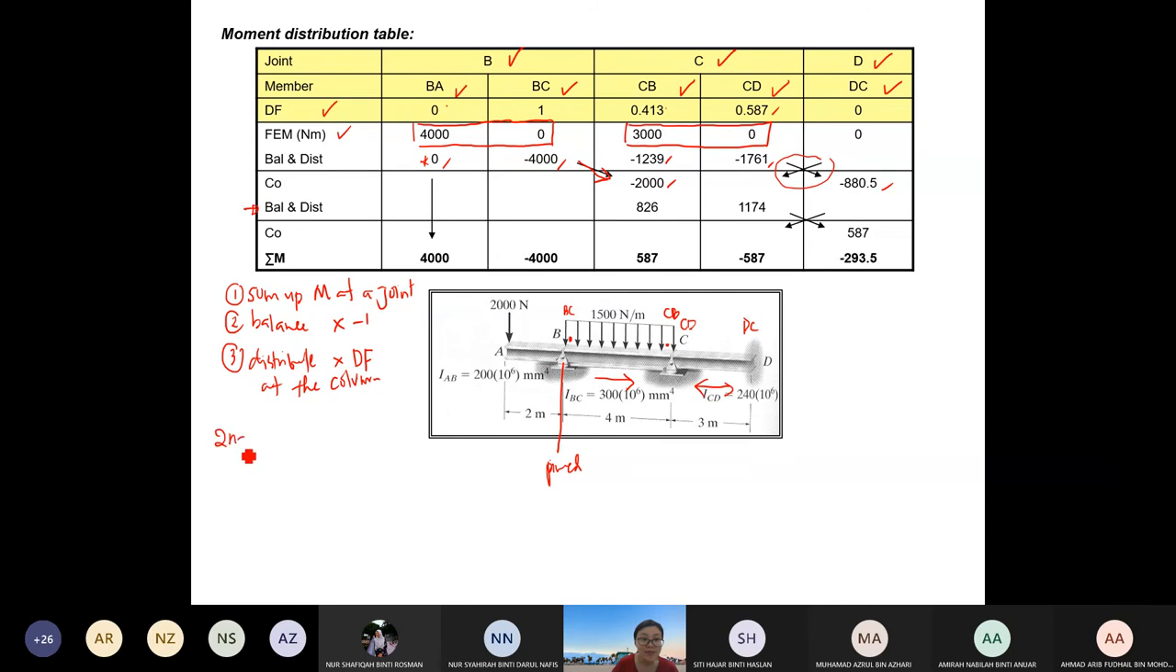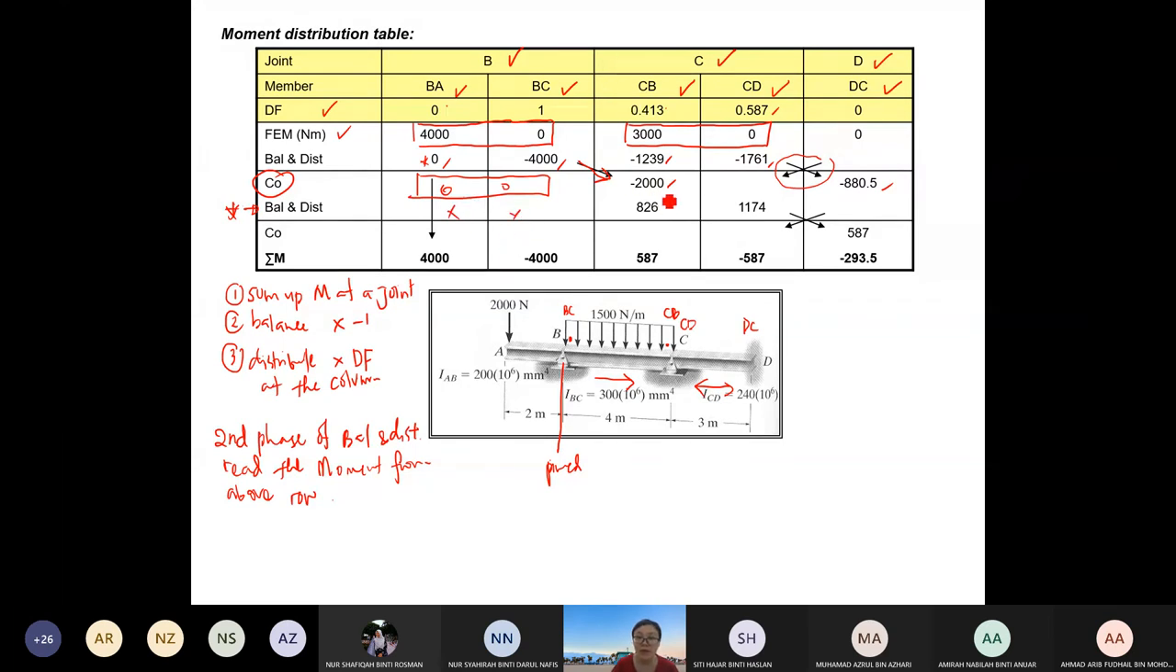Maybe I'll write here: second phase of balance and distribute. Read the moments from the above row. Okay, so that means you are referring to this moment at this row. So at B, there is no moment at all here, zero, zero. So therefore, there will be zero, zero here. So you can skip, no need to write it.